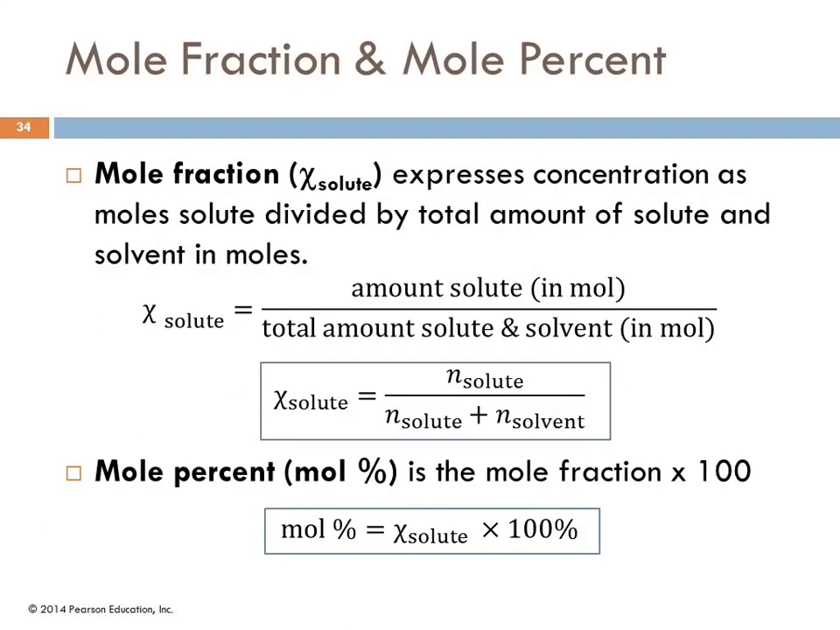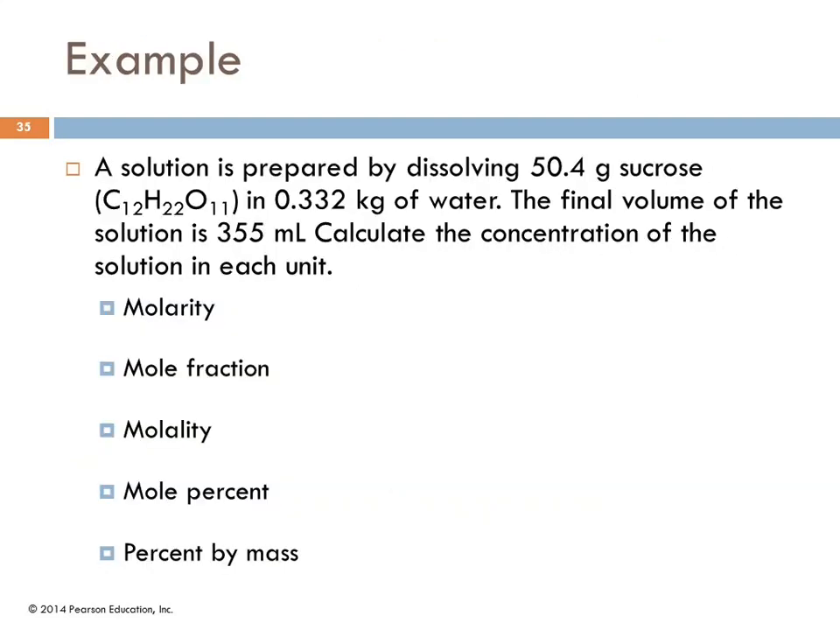Mole fraction, mole percent. Mole fraction just gives the moles of solute divided by the total amount of solute and solvent in moles. So it's the amount of solute in moles per the whole solution in moles. Mole percent is just the fraction times 100. So a solution is prepared by dissolving 50.4 grams of sucrose in 0.332 kilograms of water. The final volume of the solution is 355 milliliters. Calculate the concentration of the solution in each unit.